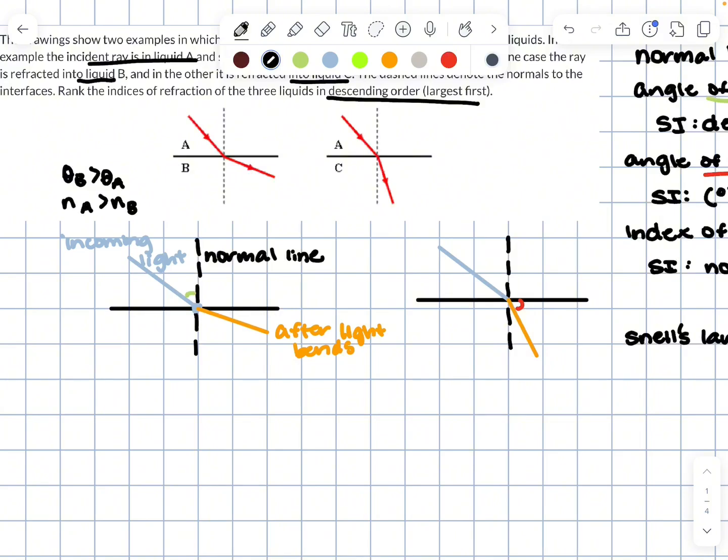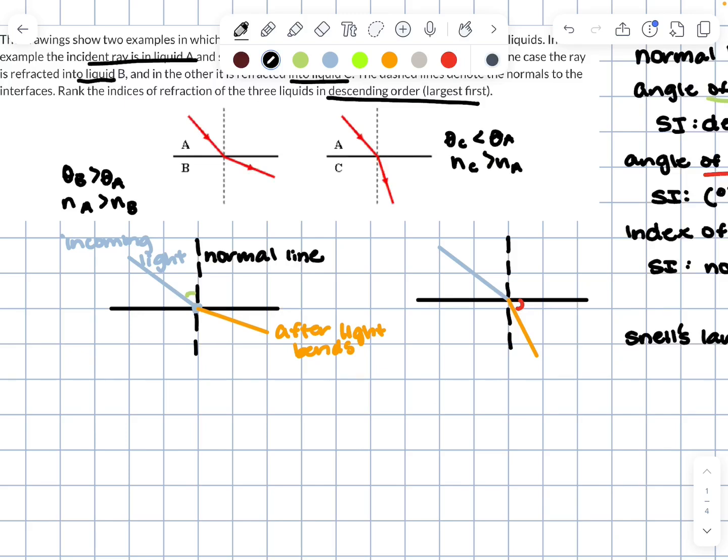Okay? Now for this next diagram, we have the difference between A and C, and we know that the light goes in closer to the normal line. So this is the normal line again, and the light is bending relatively close to that normal line. So we know that theta C is going to be less than theta A. And again, looking at Snell's law, that smaller angle means there's a larger index. So in this case, nC is going to be greater than nA.